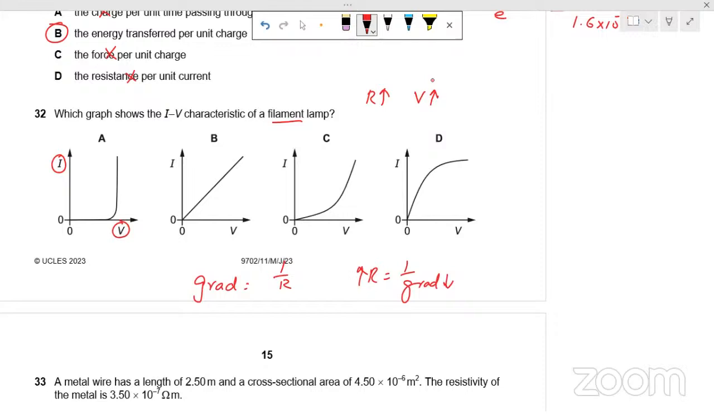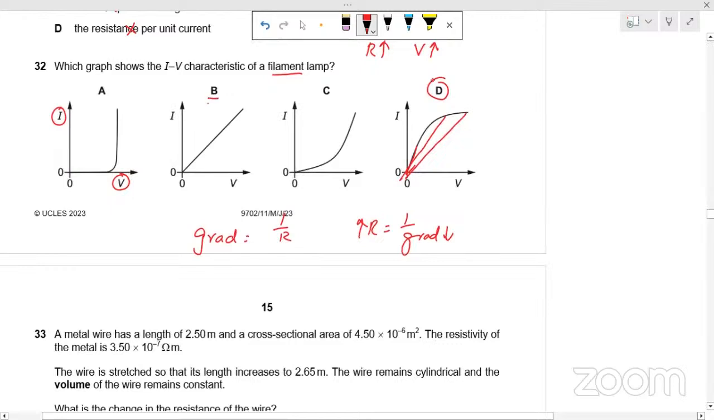And in option D, the gradient is decreasing. You can see the gradient is decreasing. This is graph of resistor. That is graph of, in this case, the resistance is decreasing. Okay, so that could be the graph of diode.